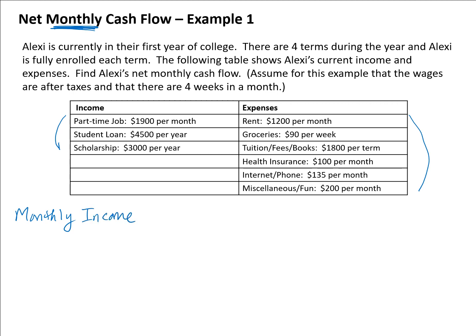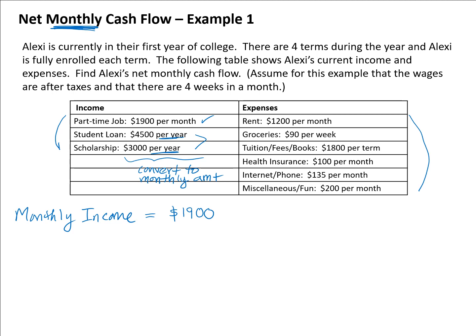When we look at monthly income, we want to make sure we're only adding up values for the month. That's pretty straightforward for the part-time job because it's given to us per month. $1,900 is what Alexi earns per month. But the student loan and the scholarship are amounts given per year, and I need to convert those to monthly amounts. There are 12 months in a year, so if I want to take an amount that Alexi gets for the year and convert to months, we divide by 12.